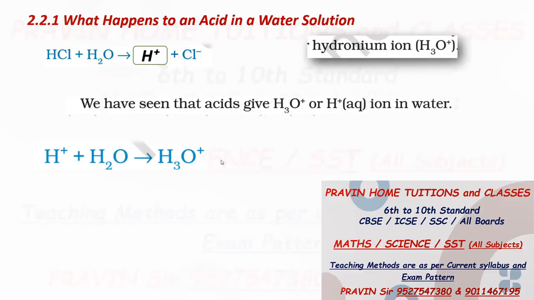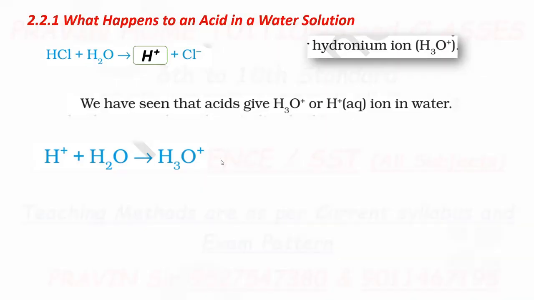So we can say that when acid reacts with water, hydronium ion or H plus ion are formed.